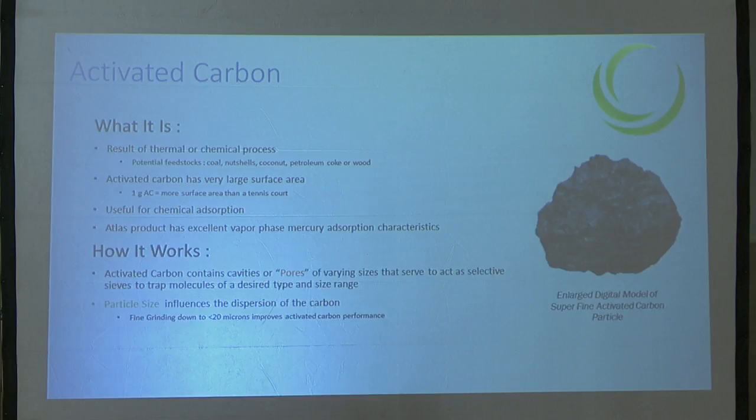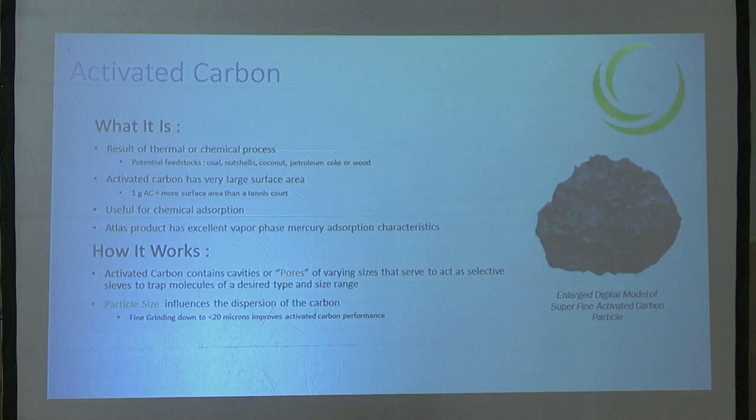Now, these micropores are 0 to 2 nanometers in width. And for those of you that don't really know what a nanometer is, it's 1/1000th of a micrometer. It's incredibly small. And that's the best thing that we have found that influences vapor phase mercury capture. That's what we're focused on.